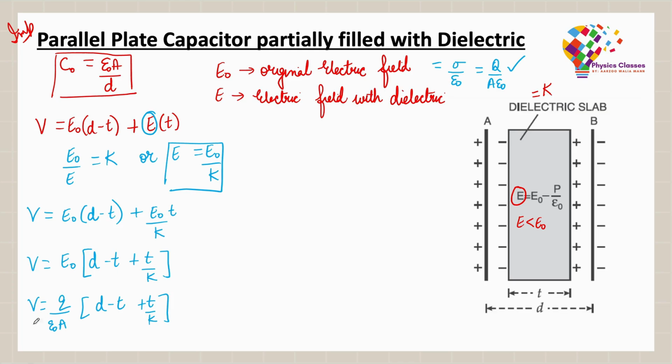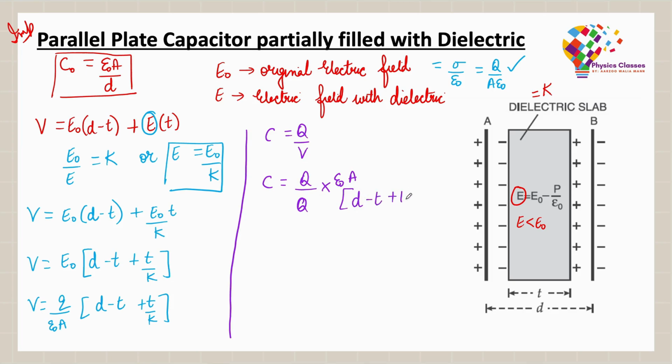Now I can also write in the value of my capacitance. So capacitance here would simply be equal to Q by V. So this is basically the new capacitance with the dielectric. So I am doing Q by Q into epsilon naught A, and this whole thing goes into the denominator. So I would have D minus T plus T by K. Now this Q and Q get cancelled. So from here my new capacitance comes out to be epsilon naught A by D minus T plus T by K.